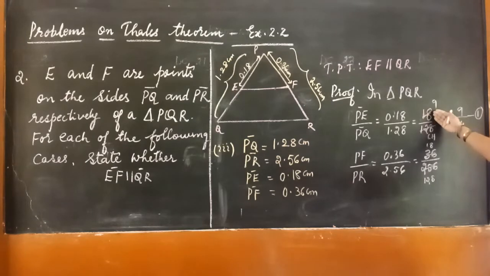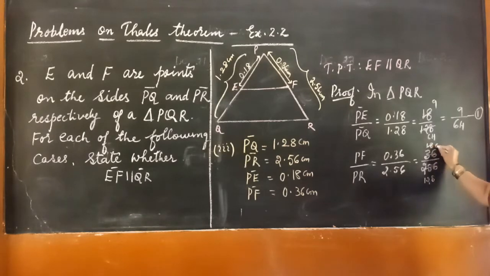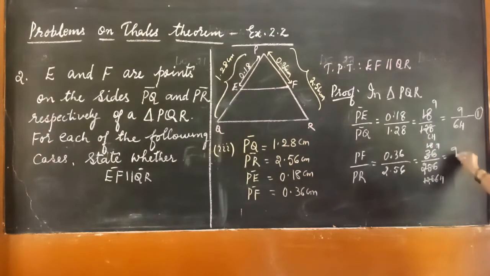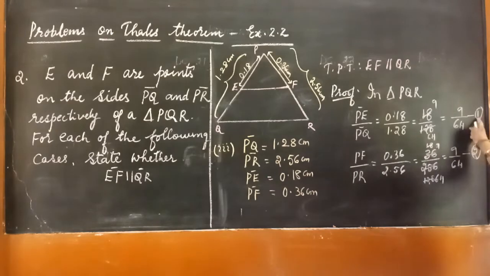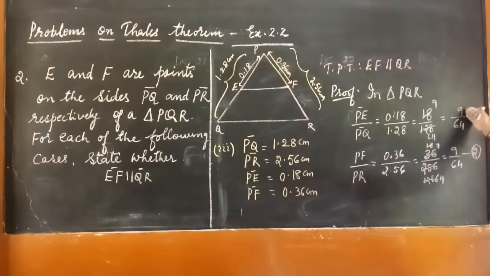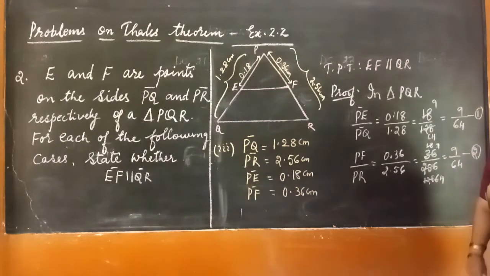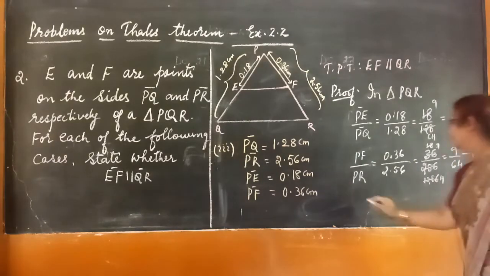See here, look at this ratio, 18 by 128. Let us further simplify. 2 9s are 18, 2 64s are 128, and the simplest form is 9 by 64. Let me call this equation 2. Now compare equation 1 and 2. How are these equations? They are equal. The ratios are equal. If ratios are equal, then the line must be parallel to the third side.